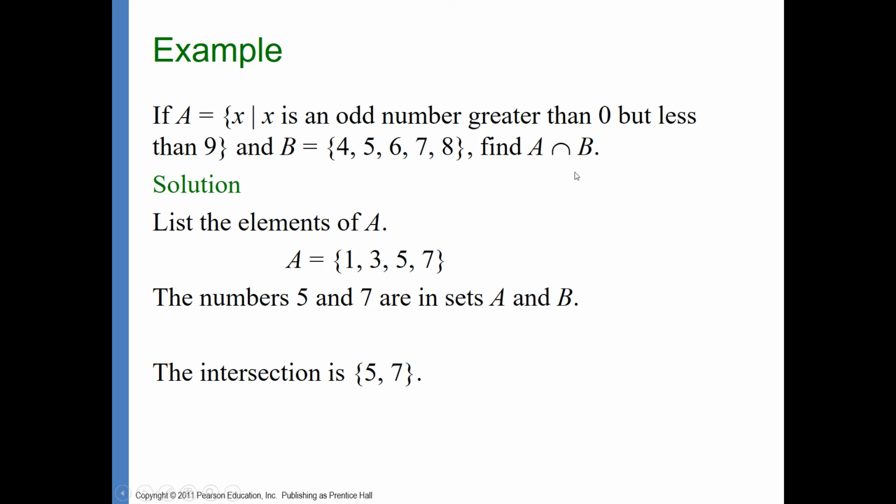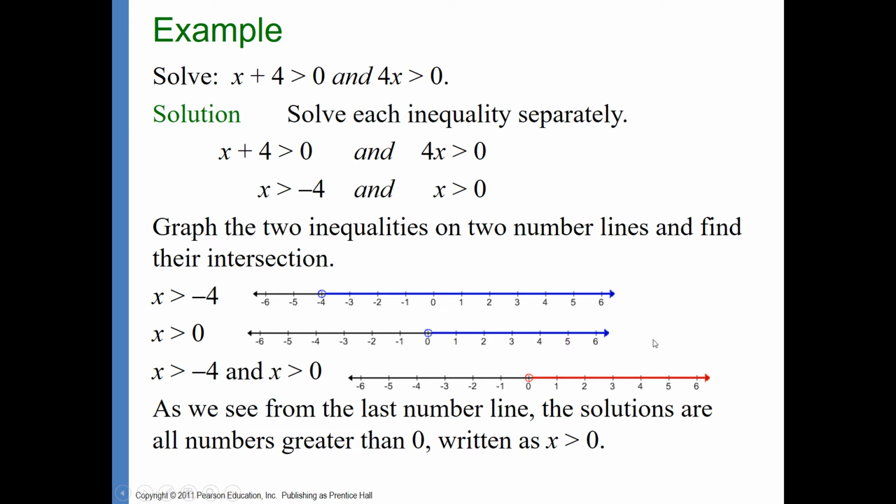We want to find A intersection B. So what shows up in both A and B? Does 1? No. Does 3? No. Does 5? Yes, 5 shows up in both. Does 7? Yes, it does. So 5 and 7 show up in both. So the intersection of set A and set B is 5 and 7.